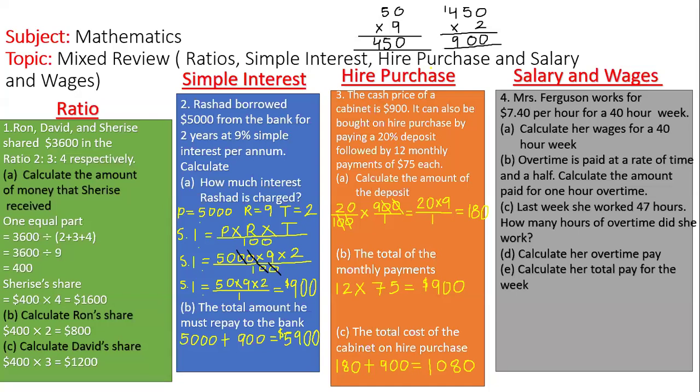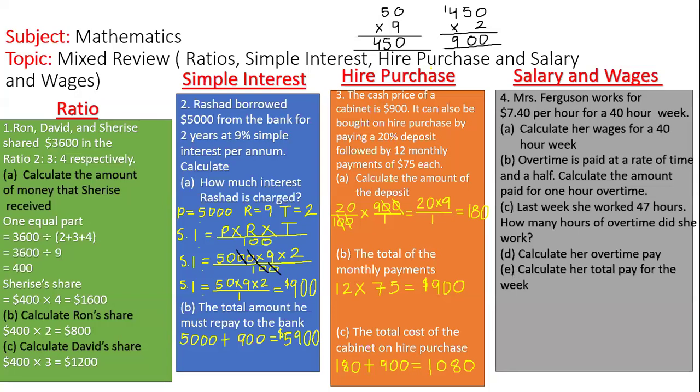Mrs. Ferguson works at $7.40 per hour for a 40-hour week. A, calculate her wages for a 40-hour week. B, overtime is paid at a rate of time and a half. Calculate the amount paid for 1 hour overtime. C, last week she worked 47 hours. How many hours of overtime did she work? D, calculate her overtime pay. E, calculate her total pay for the week.